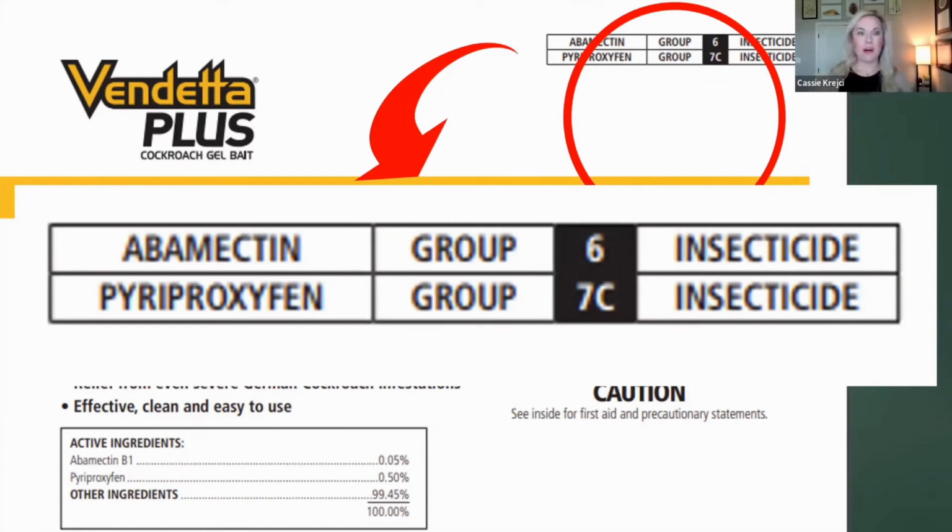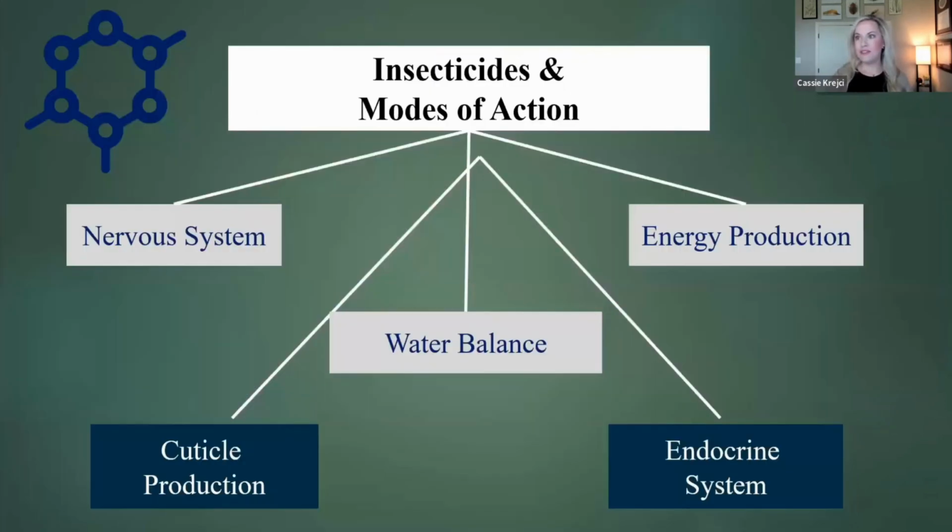Now, this isn't a required part of an insecticide label, but it definitely is a helpful way to have a conversation about rotating active ingredients. So you can see right here, Veneta Plus has 2 active ingredients: abamectin, which is in group 6, and pyriproxyfen, which is group 7C. And we'll talk a little bit about both of those groups now.